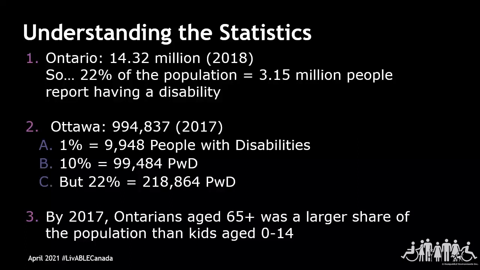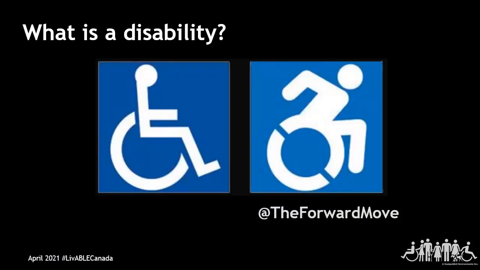And in 2017, we had a very historic moment where, like most first world countries, the number of Ontarians over the age of 65 was a larger share of the population than those under the age of 14. So this is a historic shift in our demographics. But what exactly is a disability?